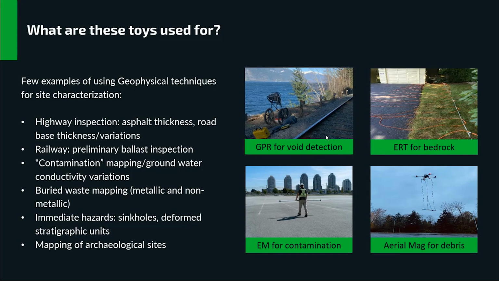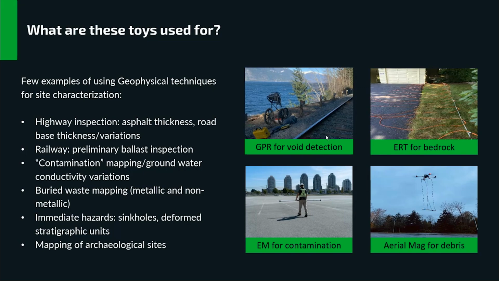Immediate hazards, meaning sinkholes usually, and deformed stratigraphic units. That's for geotechnical work. It's not always feasible to do the geophysical surveys because by the time it gets to the point where it becomes hazardous, the data collection may not be safe. So this is something that is also part of the limitations. The last one is archaeological sites. It's not just with GPR, but with magnetometry and electromagnetic as well, either preliminary inspections or narrowing down archaeological sites.